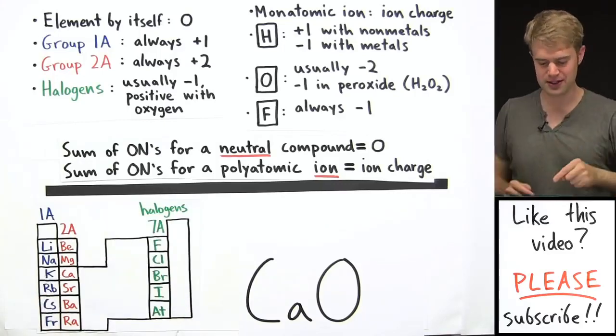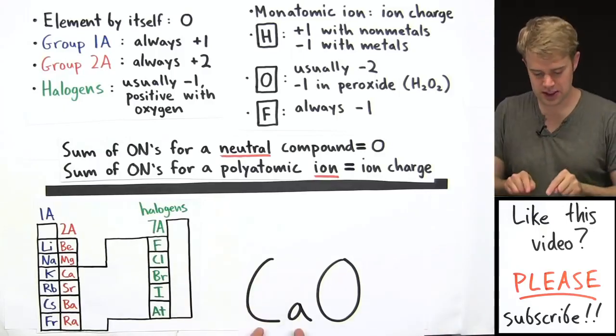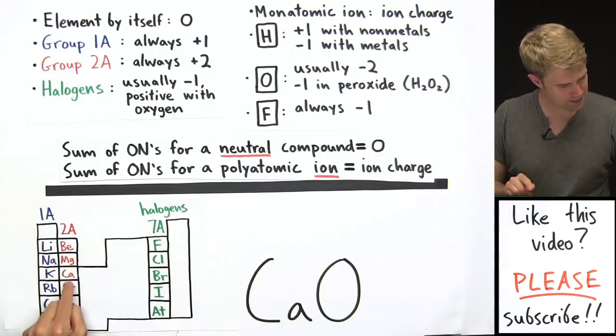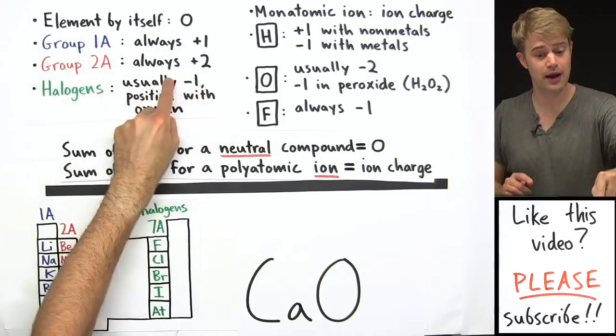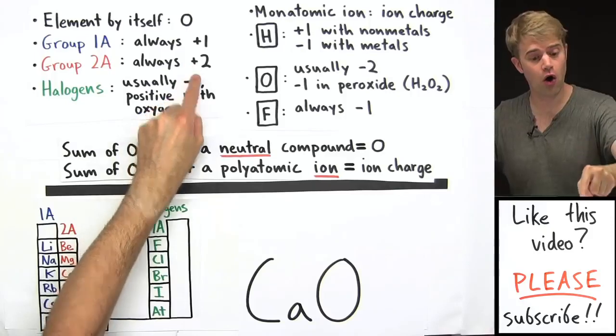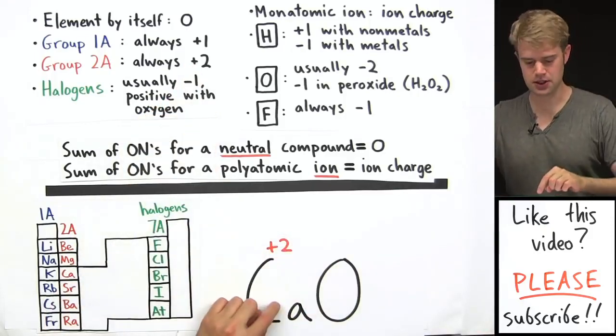Our first example is CaO. Let's take a look at the individual elements. So Ca, calcium, is here on the periodic table. It's in group 2A, and we have a rule for group 2A. Elements in group 2A are always +2. So that's calcium's oxidation number.